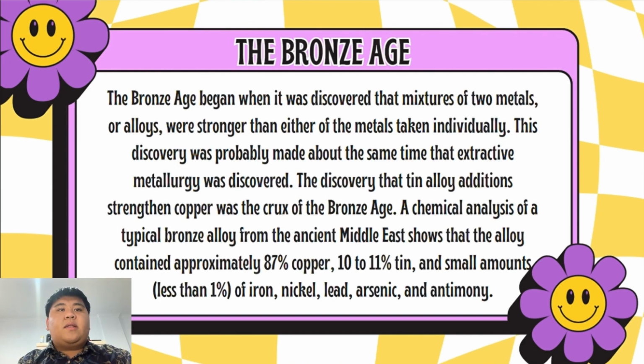A chemical analysis of the typical bronze alloy from the ancient Middle East shows that the alloy contained approximately 87% copper, 10 to 11% tin, and small amounts of iron, nickel, lead, arsenic, and antimony. It's less than 1%.